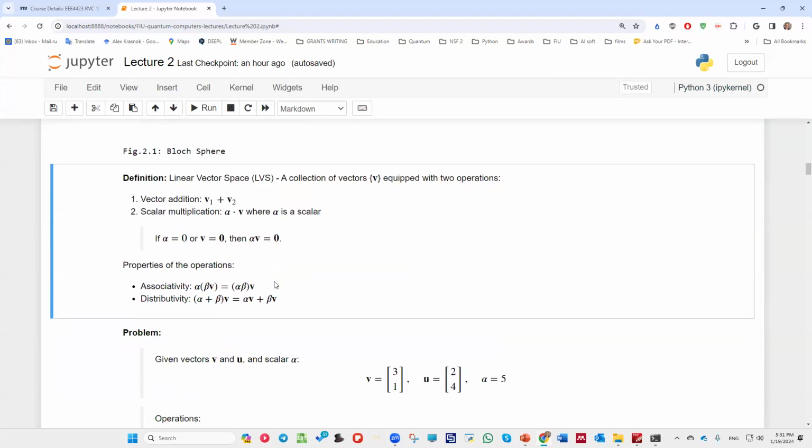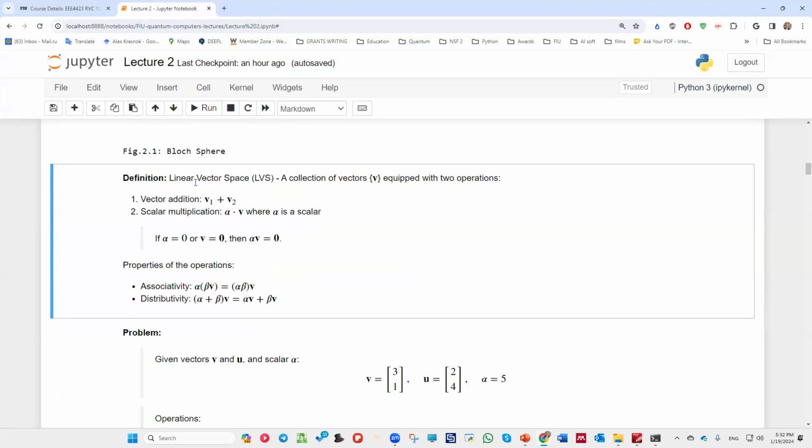Okay, so far this was motivation for why we need to learn vectors and unusual types of spaces, in particular Hilbert space.